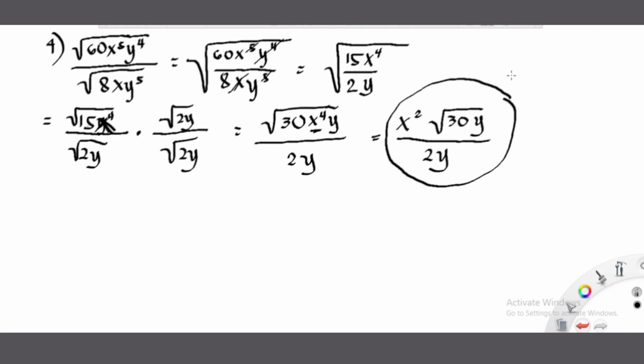Alright? So, let's have more example. Let's say example number 5. We have 1 over 1 plus the square root of 2. So, if you notice, the denominator is a binomial that carries a radical. So, how can we solve this? Sabi nga natin kanina, hindi tayo pwedeng magkaroon ng radical on the denominator. So, how can we do this?